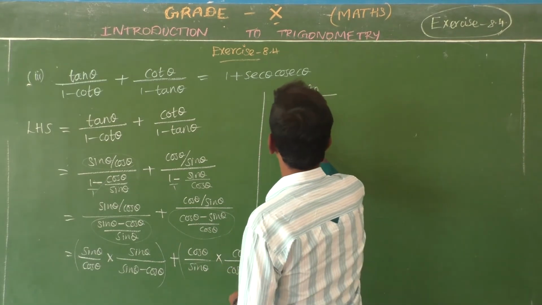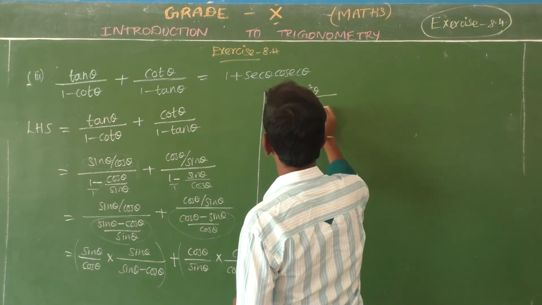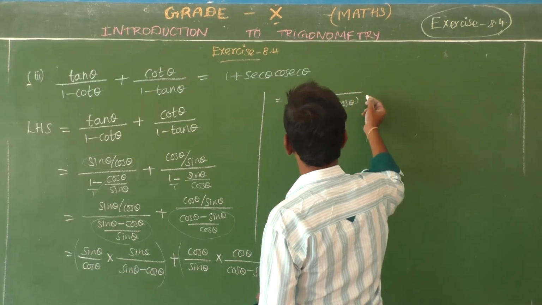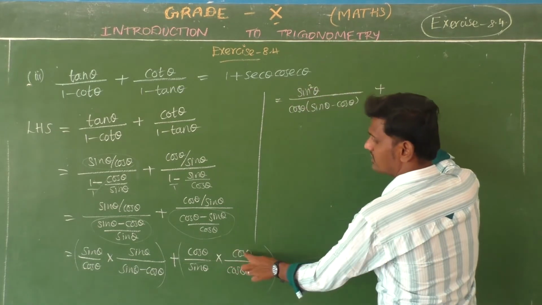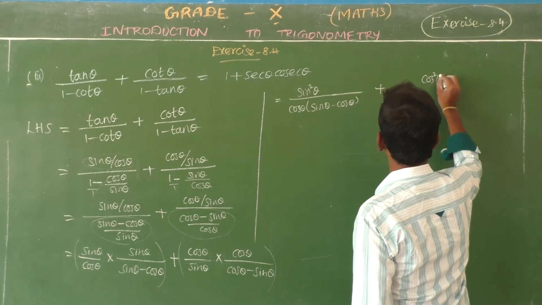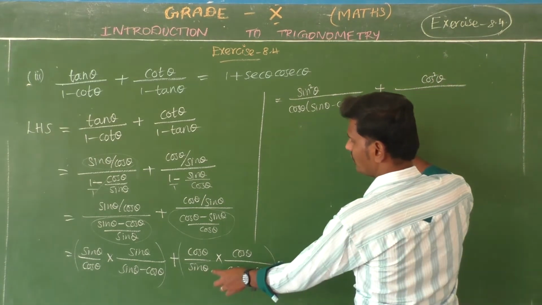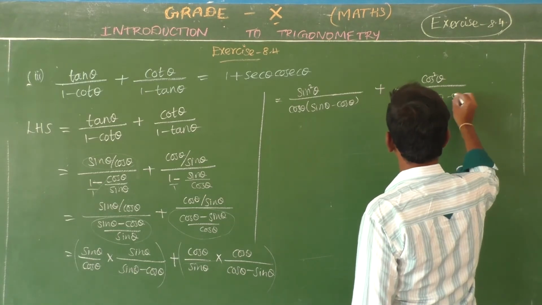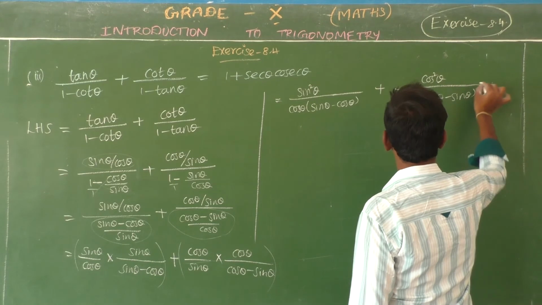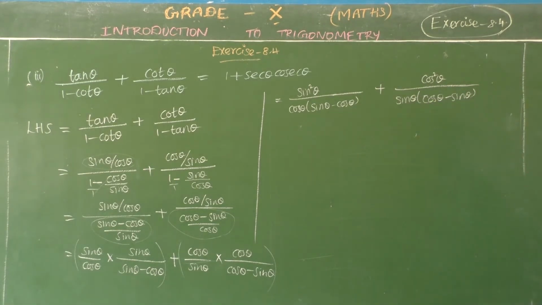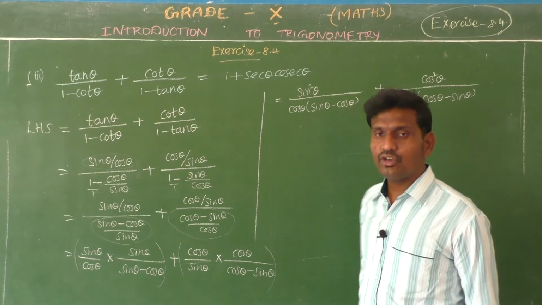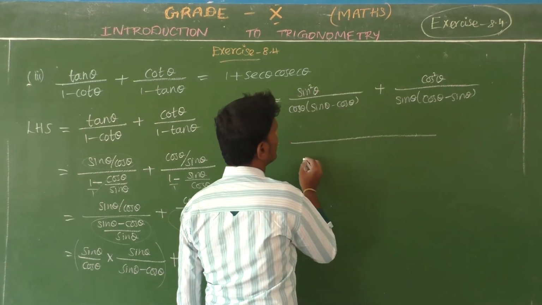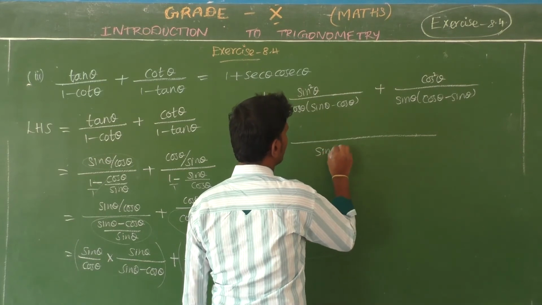Which is equal to sin into sin, I am going to take sin square theta, the whole divided by cos theta into sin theta minus cos theta. Plus here cos into cos, cos square theta, the whole divided by sin theta into cos theta minus sin theta. Now I am going to take an LCM. LCM means it is very simple, what? Sin theta into cos theta.